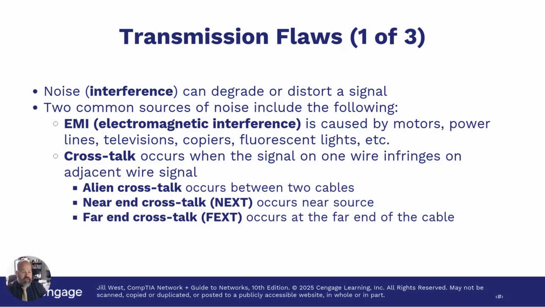Crosstalk is when the signal from one wire messes with the signal on a wire right next to it. Think of it like a whisper from your friend that gets picked up by someone else's ears. Alien crosstalk is when this happens between two different cables, and if it happens right at the start of the cable, it's called near-end crosstalk. If it happens at the end, it's far-end crosstalk. So it's just like a whole bunch of interference.